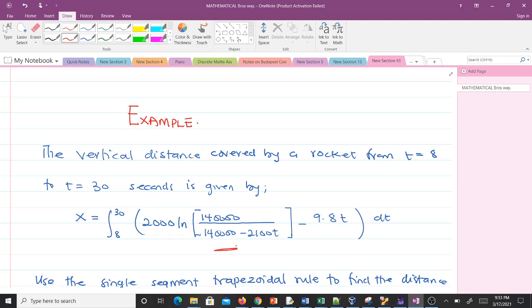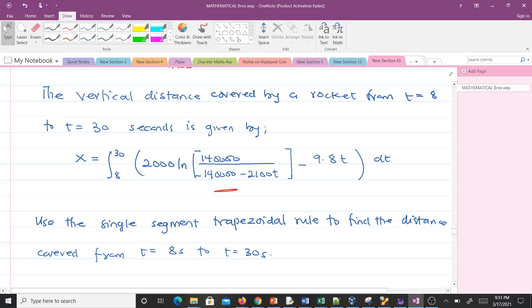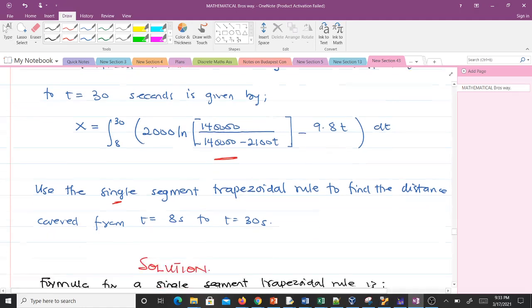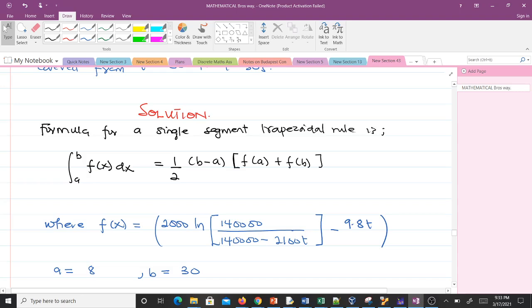Okay, so the question says use a single segment. So you take note of the single segment trapezoidal rule to find the distance covered from t equals 8 seconds to t equals 30 seconds. Okay, so let's solve this question. The formula for a single segment trapezoidal rule is given by the integral from a to b of f of x dx equals 1 over 2 times b minus a, times f of a plus f of b. So with this question, this is going to be our f of x. Can you see that?